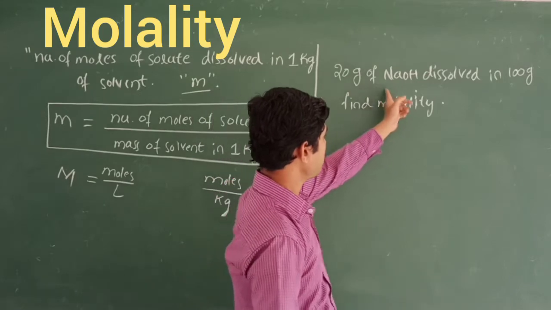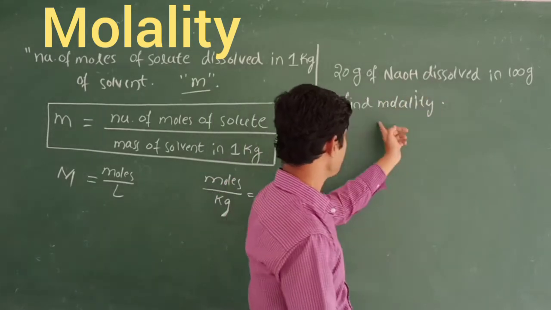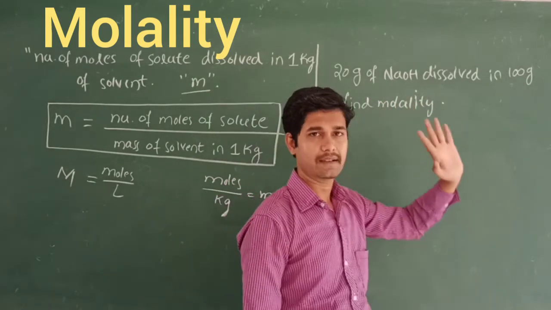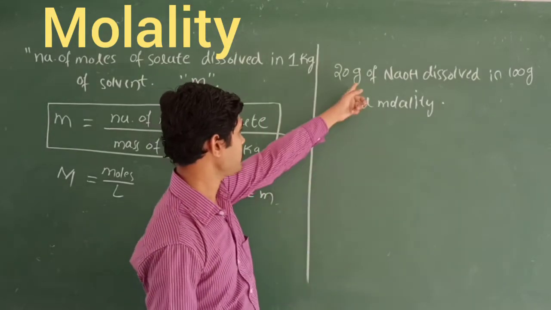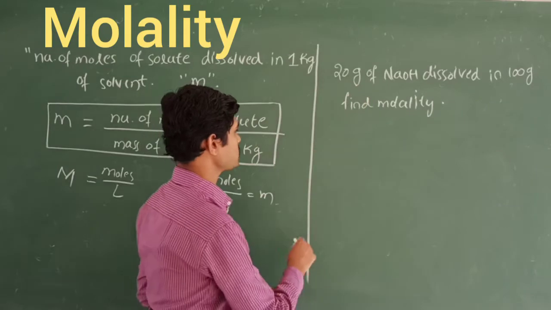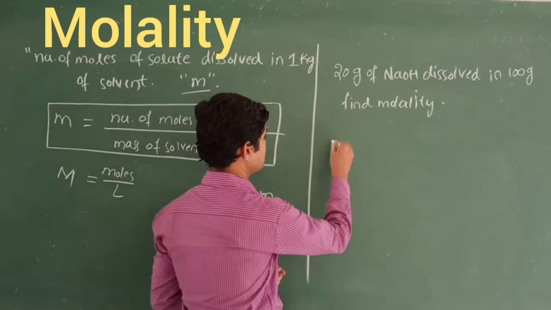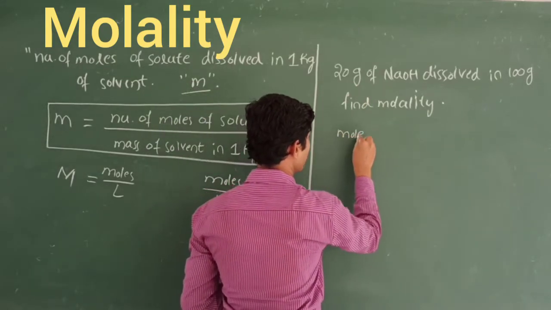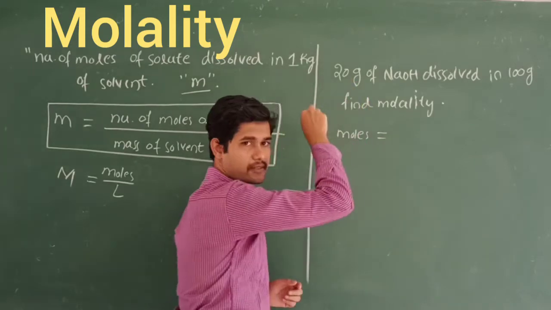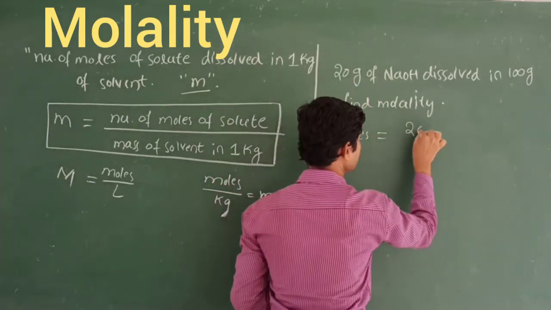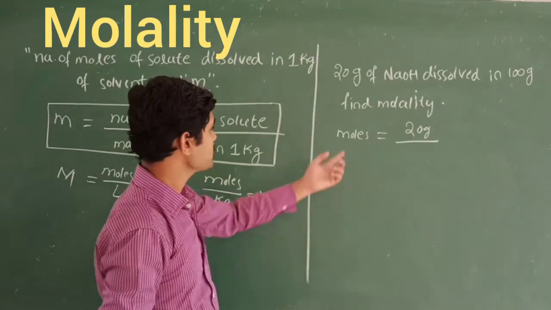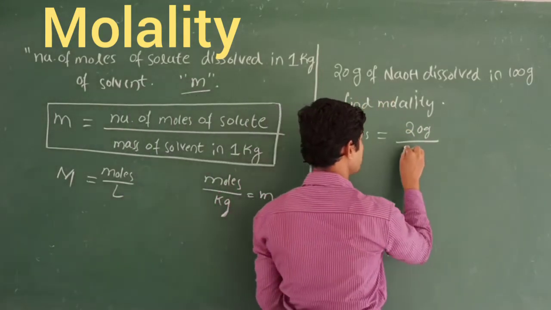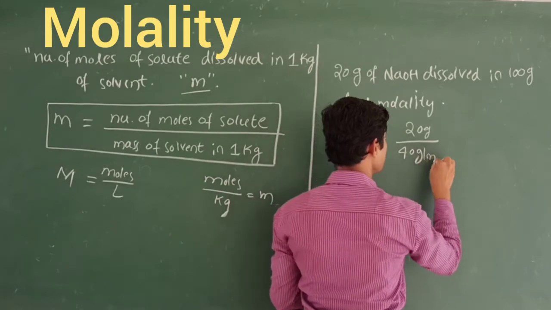20 gram of NaOH is going to be dissolved in 100 gram. Find its molality. Same as with molarity, first we should find the moles because it has been given in grams, right? So first we should take the moles. Moles is nothing but mass of the substance, that is 20 gram, divided by its molecular mass or molar mass. That is NaOH, 40 gram per mole.